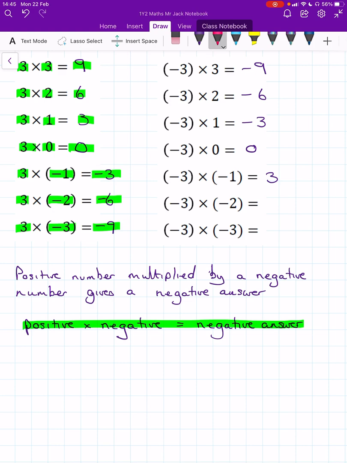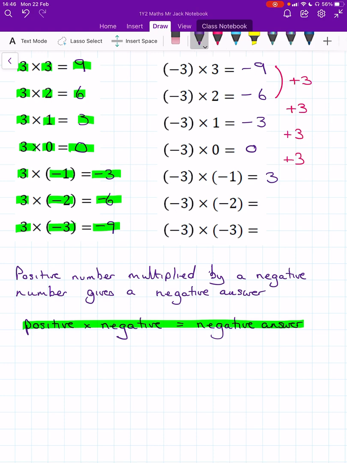How do we go from negative 9 to negative 6? We add 3, don't we? We go up 3 places. How do we go from negative 6 to negative 3? Same again, add 3 places. How do we go from negative 3 to 0? Add 3 places. How do we go from 0 to 3? Add 3 places. What do we think is going to happen next?